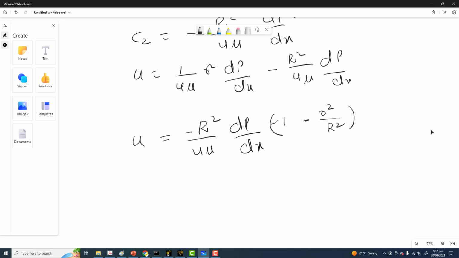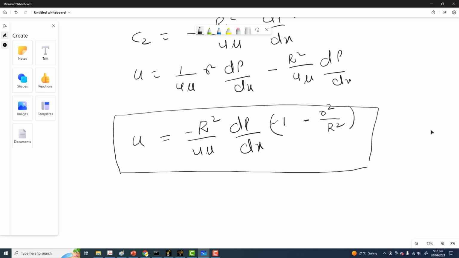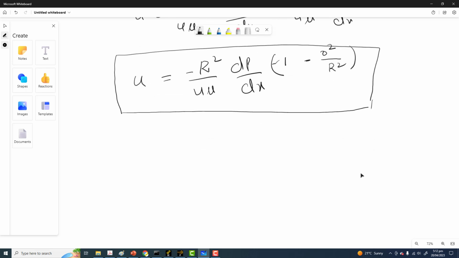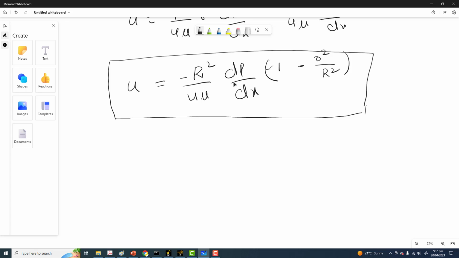Now this equation is perfectly okay if we know the value of the pressure gradient, which usually we do not know right now. In most cases, we do not know dp/dx in a pipe. We can find dp/dx, but right now we don't know it, and usually we don't use dp/dx in finding the velocity profile.